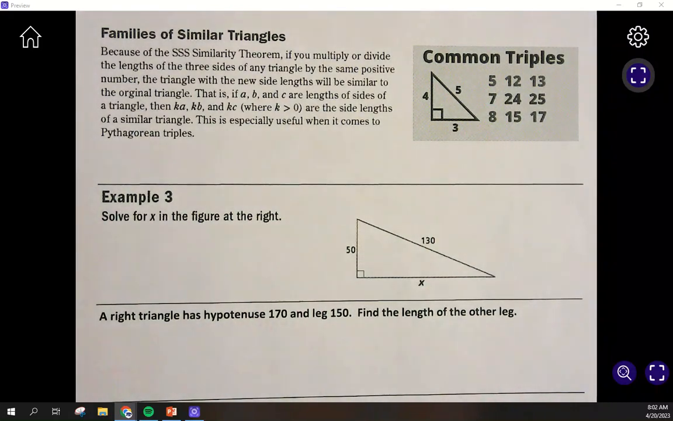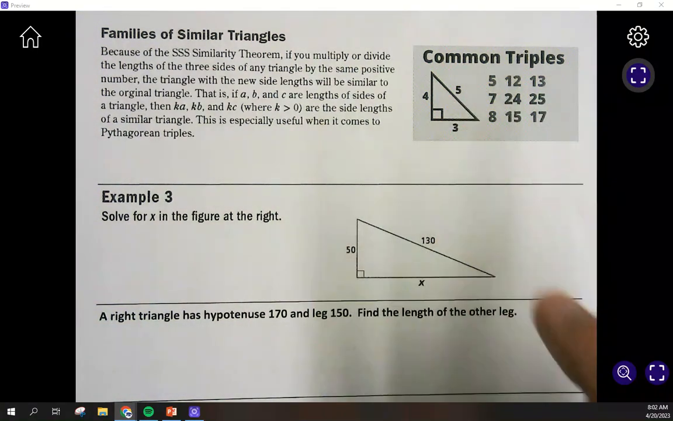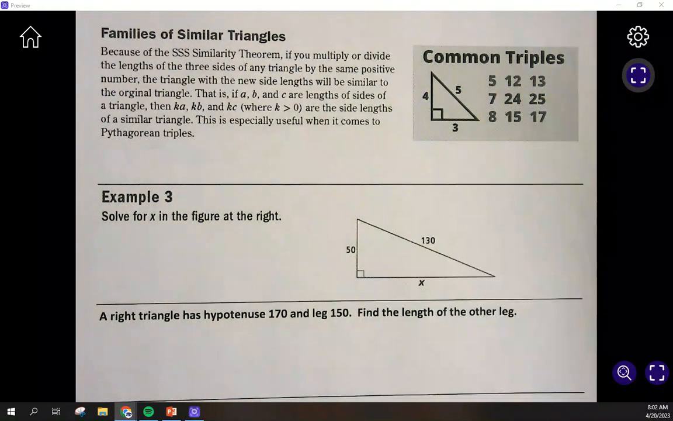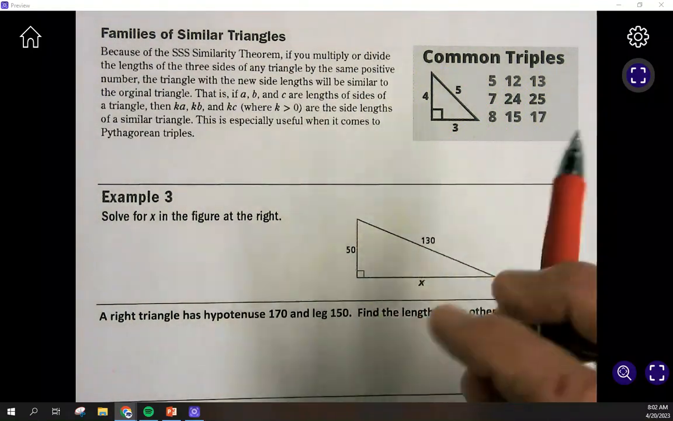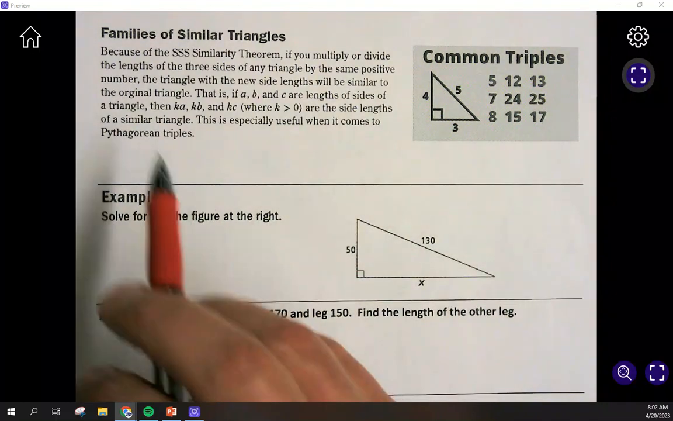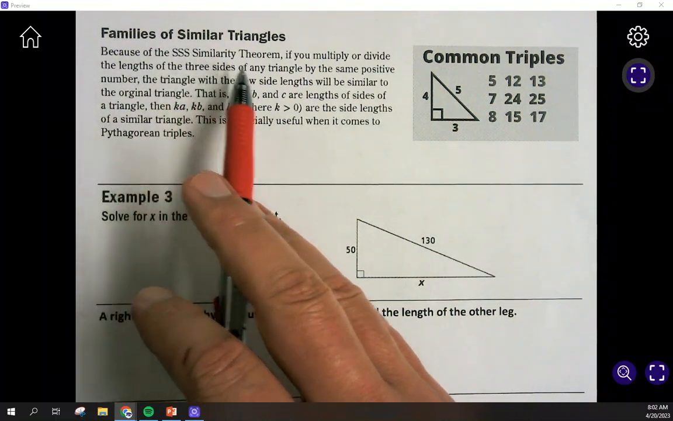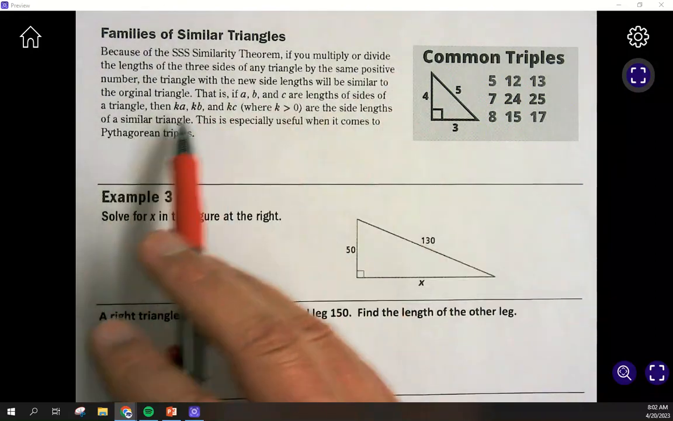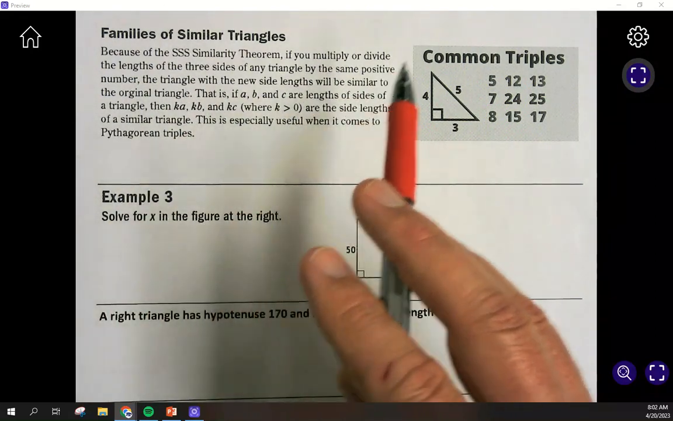We've talked about those special 30, 60, 90s, right? And those 45, 45, 90s. These are different common triples where the side lengths come out to nice whole numbers, or they're going to be multiples of them. So because of the SSS similarity theorem, if you multiply or divide the lengths of three sides of any triangle by the same number, the triangle with the new side lengths will be similar to the original.